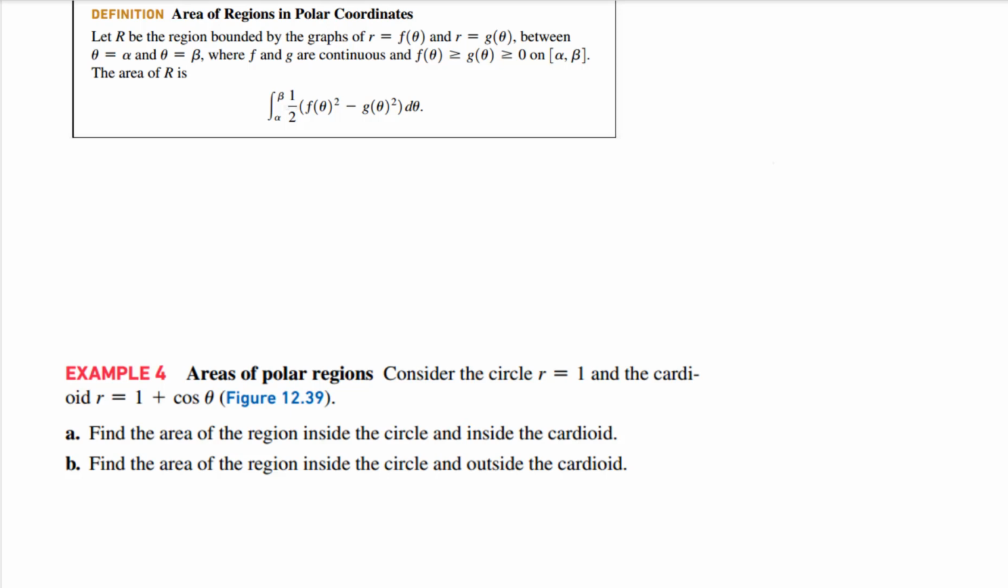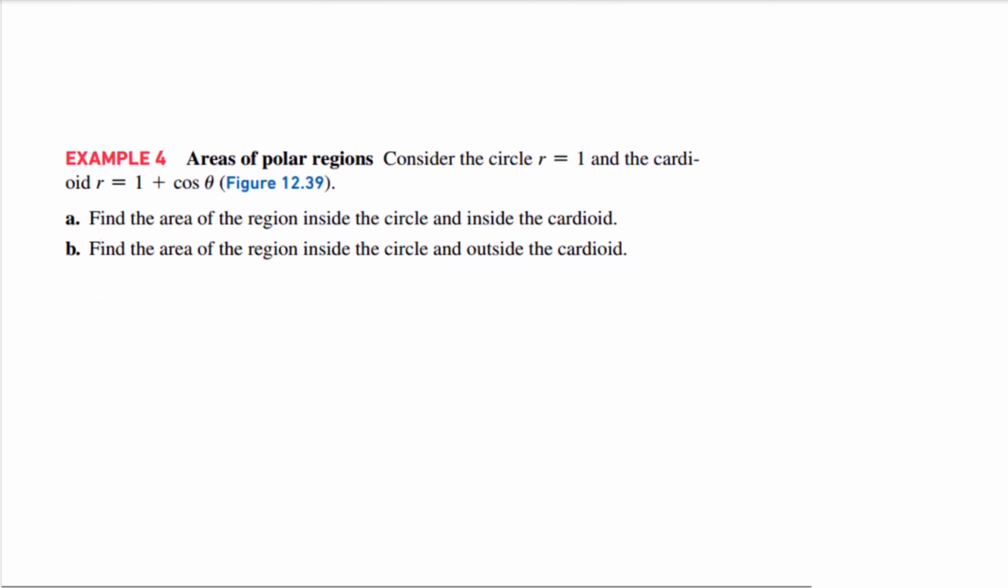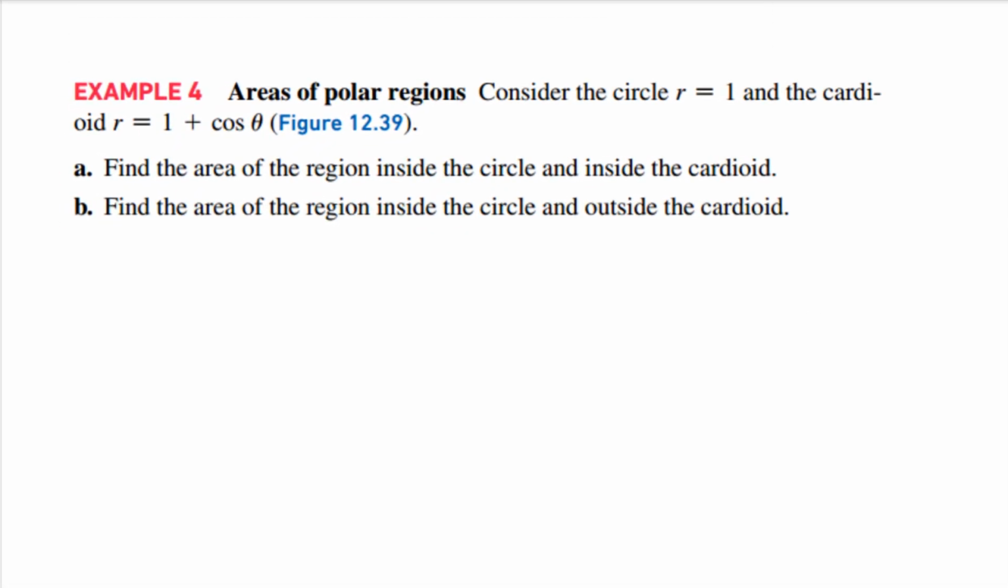So part A, these get a little bit tricky. Find the area of the region inside the circle and inside the cardioid. And then for part B, we want to find the area of the region inside the circle but outside the cardioid. So I think the first thing we should probably do is just sketch a graph. It doesn't have to be perfect.